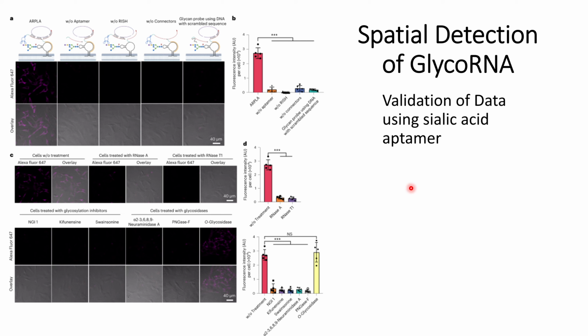So I hope you got an idea of how GlycoRNA can be detected spatially using this ARPLA fluorescence detector. If you need to understand more about this spatial detection of GlycoRNA, you can go through the reference that has been provided in the description.